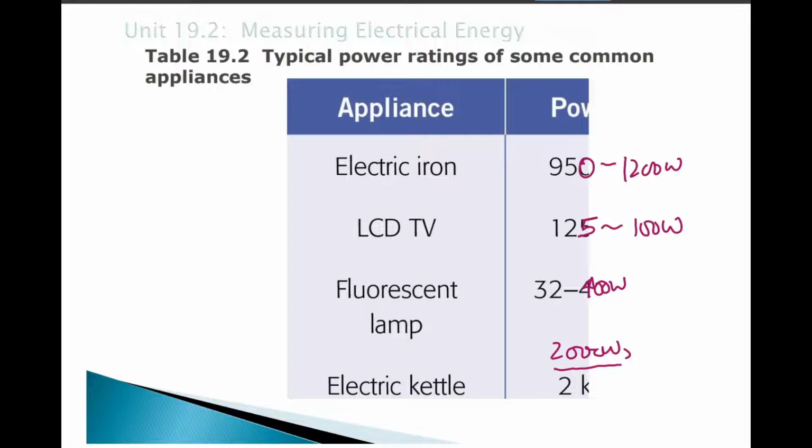So a more powerful appliance will do that job more quickly, but of course will use up more energy in doing so. So 2000 watts means a consumption of 2000 joules every second that you run that appliance. So the higher the wattage, the higher the power consumption, the higher the electricity bill, and so on.